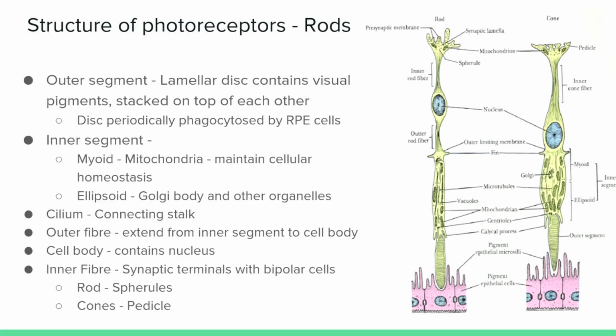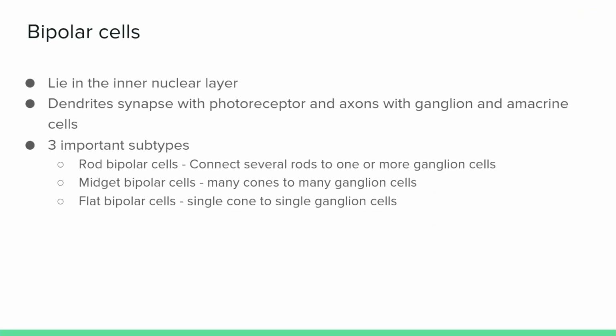Cell body contains the nucleus, and inner fiber has synaptic terminals with the bipolar cell. The synaptic terminal of rods are called spherules and of cones are called pedicles. Bipolar cells lie in the inner nuclear layer. Dendrites of these cells synapse with photoreceptors and axons with ganglion and amacrine cells.